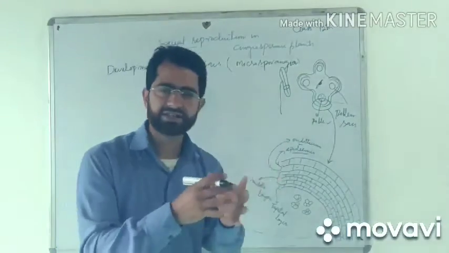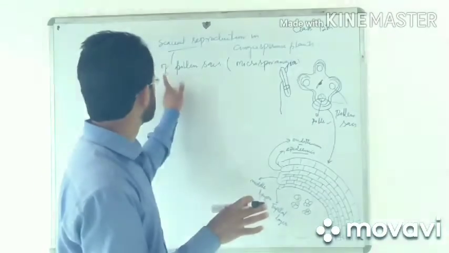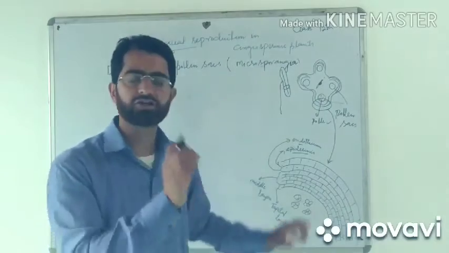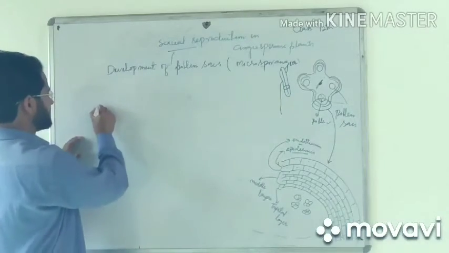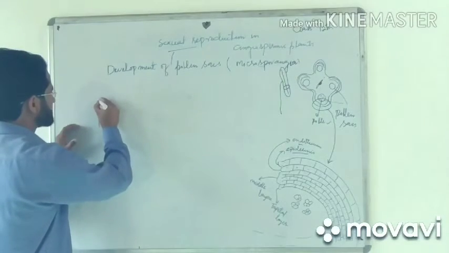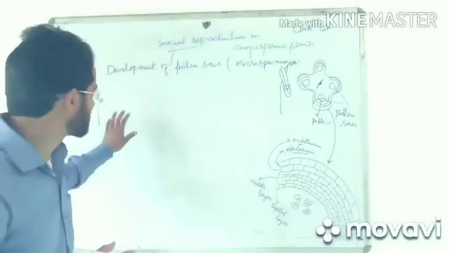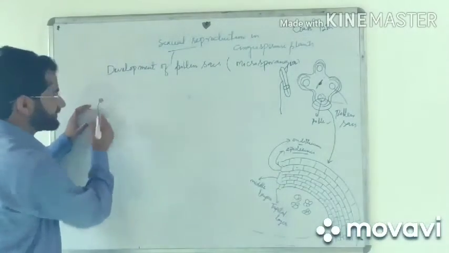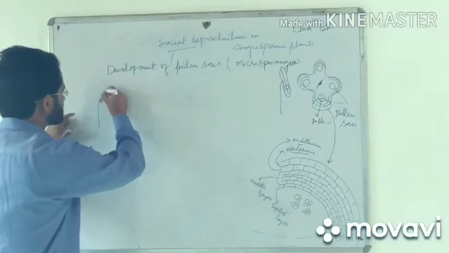How this anther gets developed to this mature stage, that is known as development of the pollen sac or development of the anther, right? This is the normal structure. This is the stalk. On this stalk, there is a mass of cells covered by an outer layer of cells. This mass of cells are dividing or meristematic cells. This outer layer is known as epidermis.